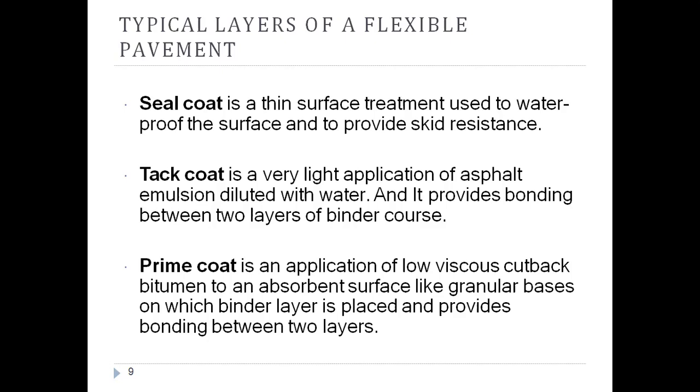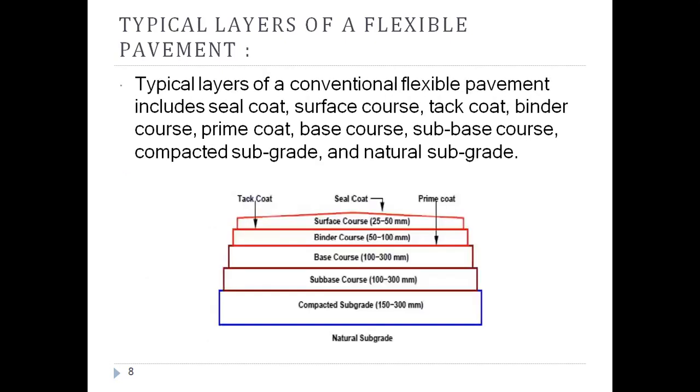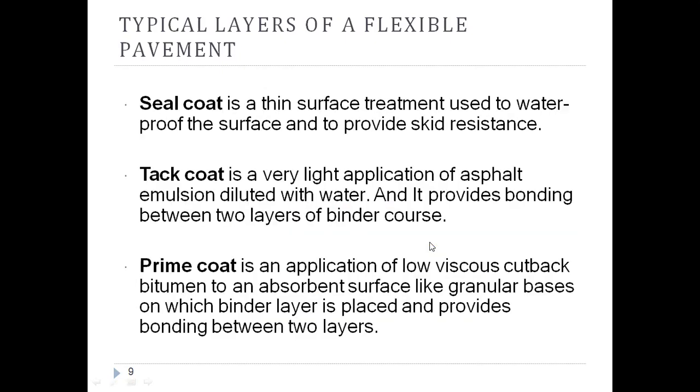The prime coat is nothing but a low viscous cutback bitumen, a tar, applied to an absorbent surface like granular bases on which the binder layer is placed, and provides bonding between the two layers. Here you can observe between the binder course and also the base course. The bonding between the base course and the binder course is achieved by using these prime coats.